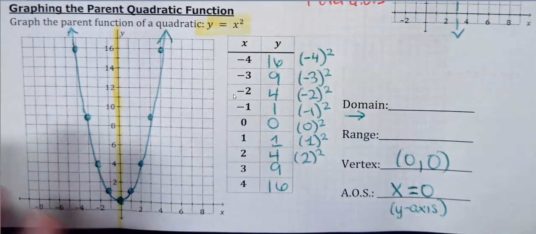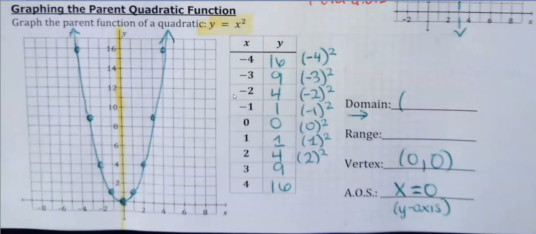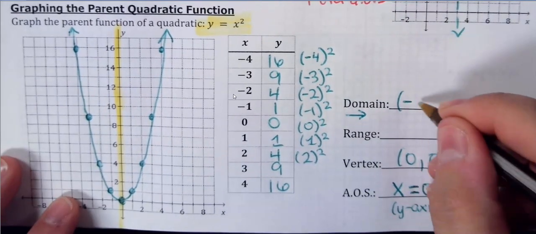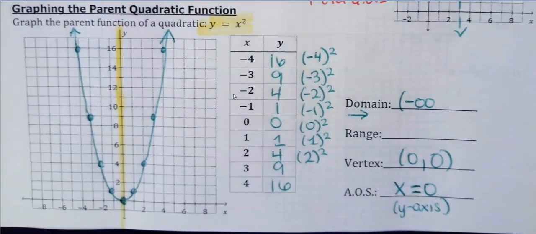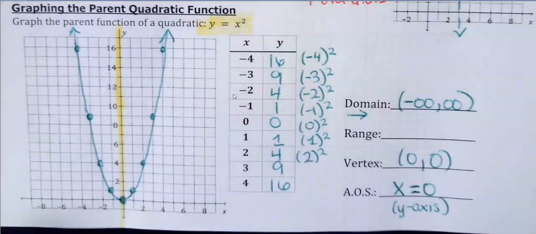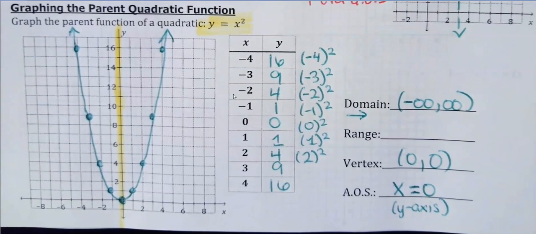Yeah. Okay, now, it goes up really fast, but it does go to the left forever, and it does go to the right forever. So it would eventually widen out and cover the entire x-axis. So negative infinity to infinity. That'll be the domain for every single parabola we graph.